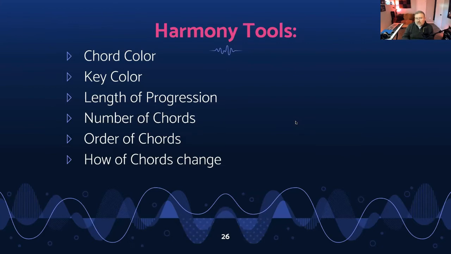And looking at harmony, the harmony tools that you can analyze songs with, and that you can use as you're writing, include the chord color: are the chords major? Are they minor? Are they seven chords? Are they augmented, diminished? There's also your key color, which we've talked about in other workshops, which comes down to the mode. Is the song in a major key? Is it in a minor key? Is it in a mixolydian mode, a lydian mode? What does that look like? The length of the progression: how many chords are there before the progression repeats? The number of chords, the order of the chords, and also where in the measures the chords change. So those are all things to pay attention to as you are analyzing songs that you like.